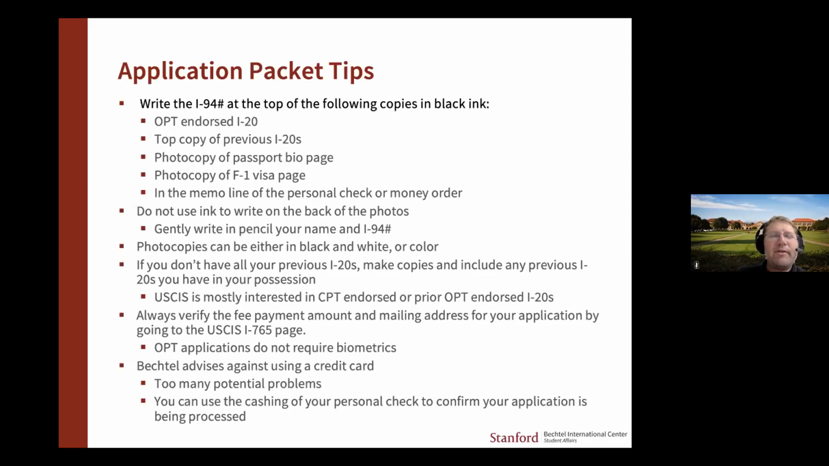In terms of your previous I-20s, the rule of thumb is you want to give them photocopies of all your previous I-20s. But generally what that means is any of the I-20s that you have in your possession. So sometimes you might have a few that are missing, let's say from another institution that you attended or from early on in your start at Stanford. That's okay. You're just going to be making photocopies of the I-20s that you have in your possession. However, what USCIS is mostly interested in are the I-20s that have any CPT endorsement or prior OPT endorsement on it. So those you definitely want to have.